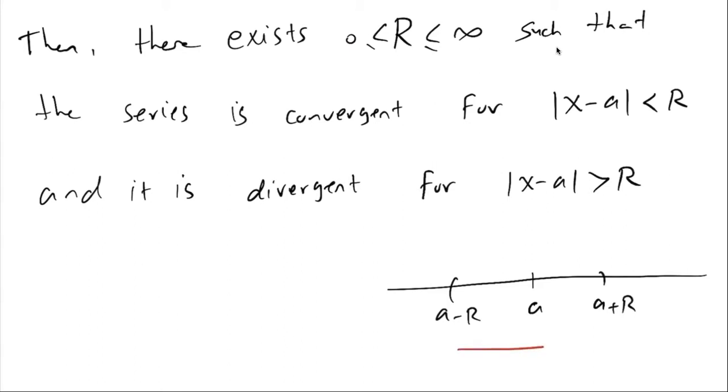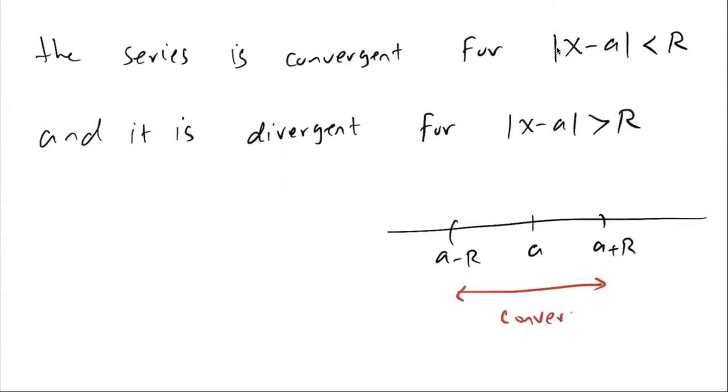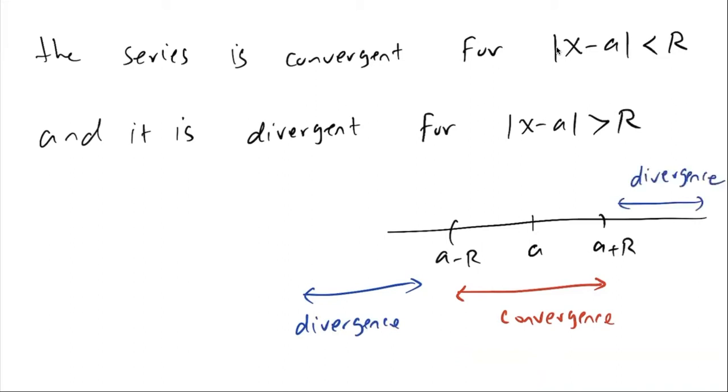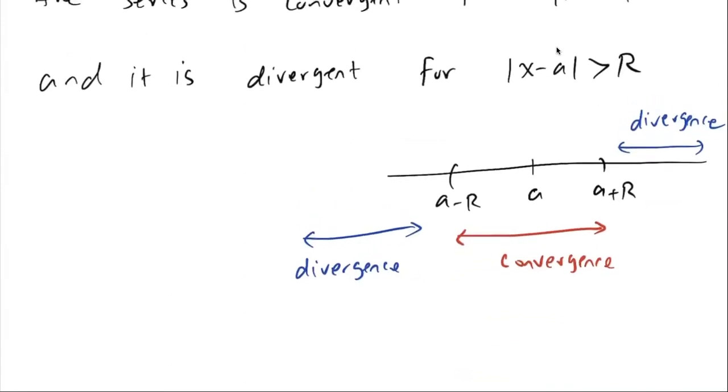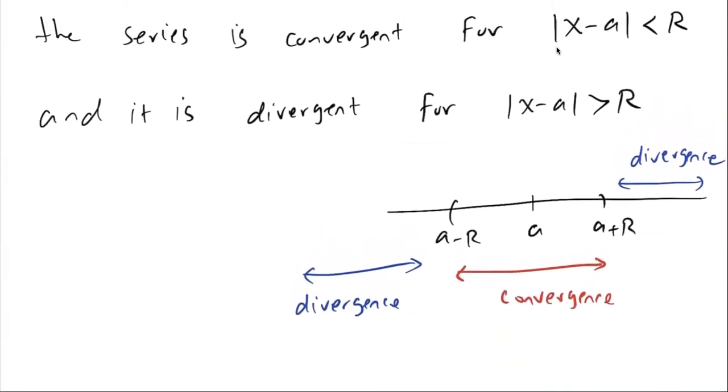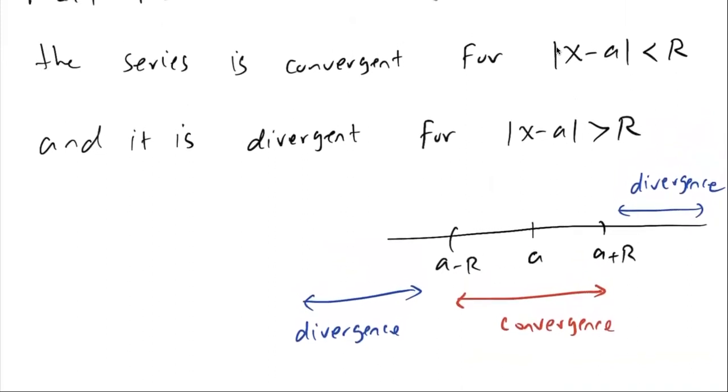When you say absolute value of x minus a less than R, it means you are between a minus R and a plus R. Here you have convergence. And outside of this interval, like here, you have divergence. And here you have also divergence. So convergent inside this interval, divergent outside the interval. And on the border points, which are a minus R and a plus R, it depends on the example. It could be convergent or it could be divergent.